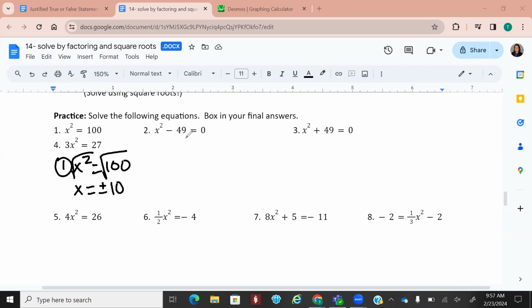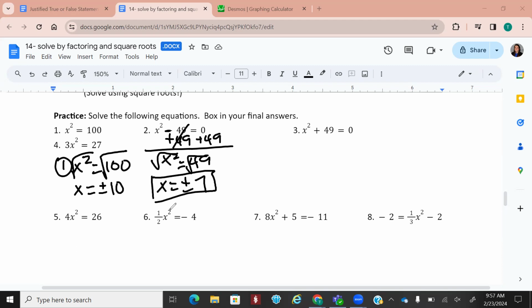On number 2, we want to get x by itself, but it's attached to this minus 49. We're going to move the 49 to the other side by adding. And then we're going to take the square root. What's the square root of 49? Positive and negative 7. I need you to get in the habit of saying that positive and negative version. Everybody okay on this so far? I'm about to throw something crazy at you.